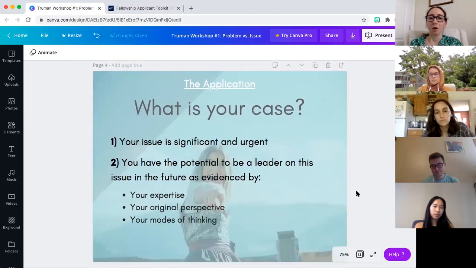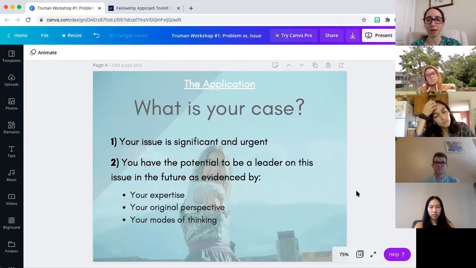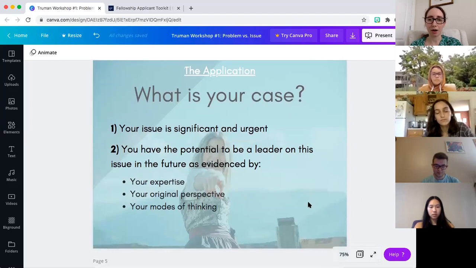Okay. When we think about how this issue manifests itself in your application, I would distinguish between the problem and the issue. It should be something that is significant and urgent, because if something is significant and urgent, we are more inspired to support your candidacy. We want someone who is committed to working on that significant, urgent issue and understands the nature of that issue. We're also looking for people who have the potential to be a leader on that issue in the future, as evidenced by the ways in which you've engaged with it before.